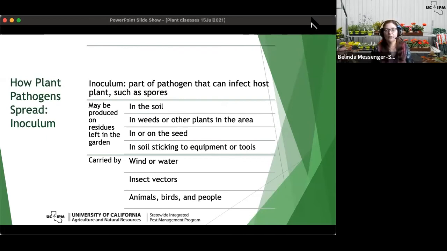Let's see, what else do I want to say about that one? Yeah, so those are how they can spread the inoculum.